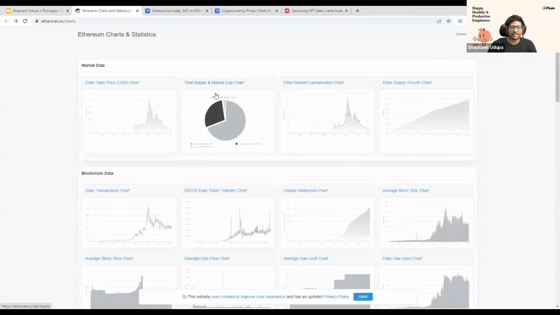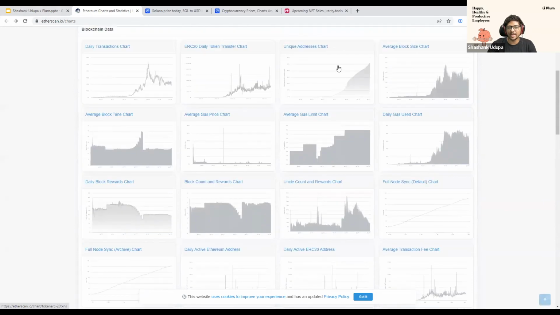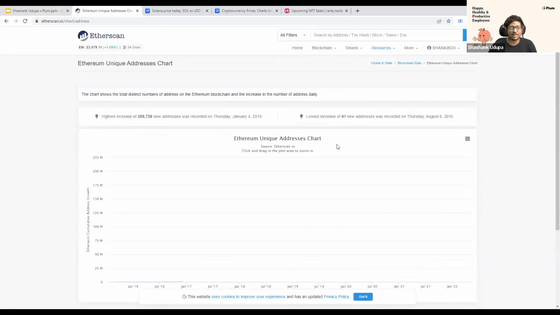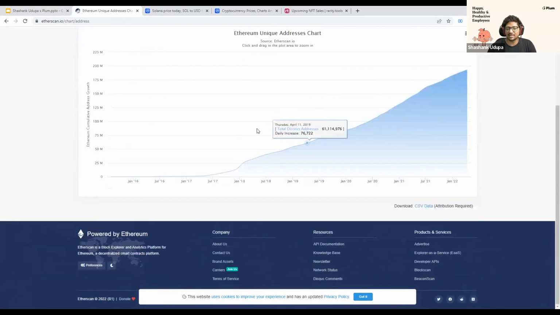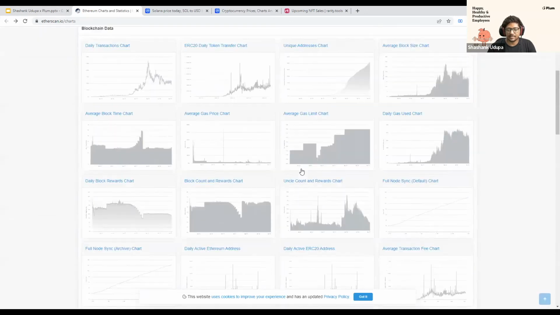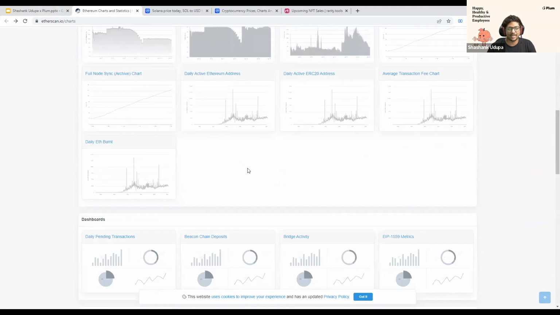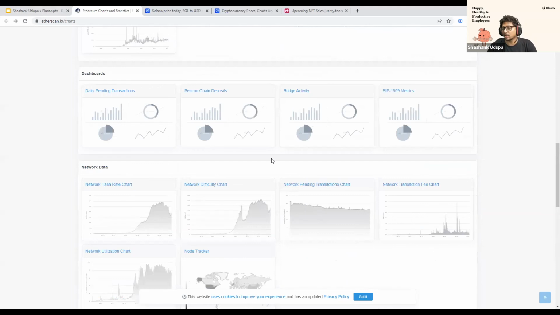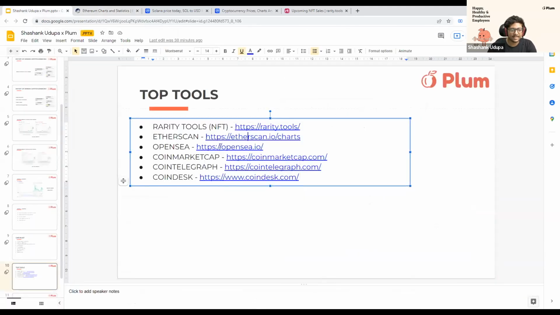So Etherscan's charts are also very good to look at. All the numbers of adoption. So this is adoption, right? Ethereum unique addresses. How many unique addresses are being created? Look at this. This is called adoption. So you can keep looking at all the things that are happening. You can see how much Ethereum is being burnt right now, and you can do a lot of research on that. Cool. Then we have OpenSea.